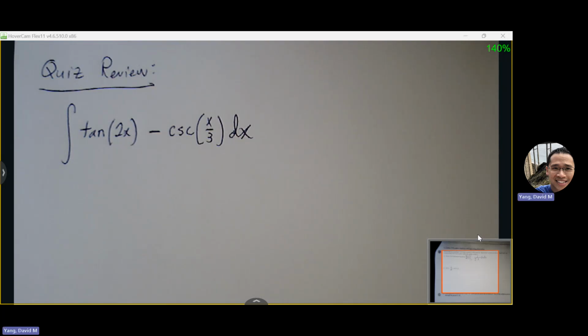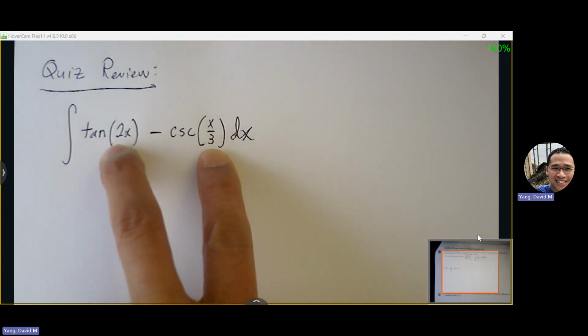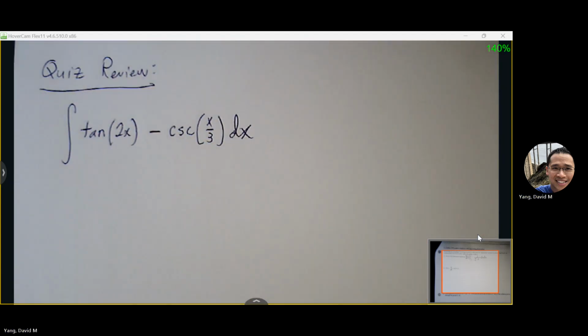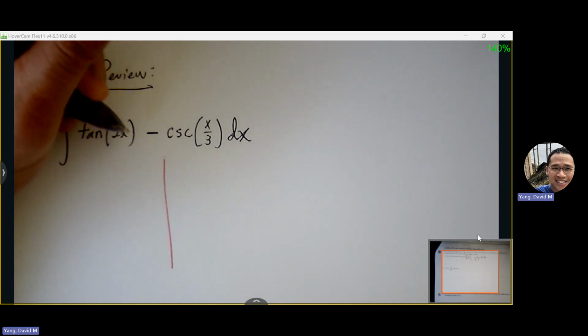Okay, so tangent of 2x minus cosecant of x over 3. If you look, we have the new rules involving tangent and cosecant. They both involve natural log, but it's more than an x, so we can't just jump into the rule. We got to do a little bit of u substitution here. Oh, there's separate u values here.